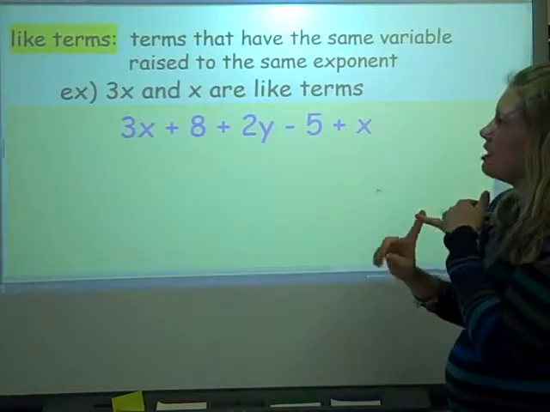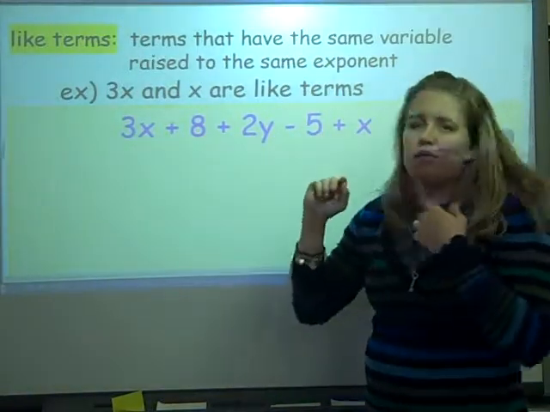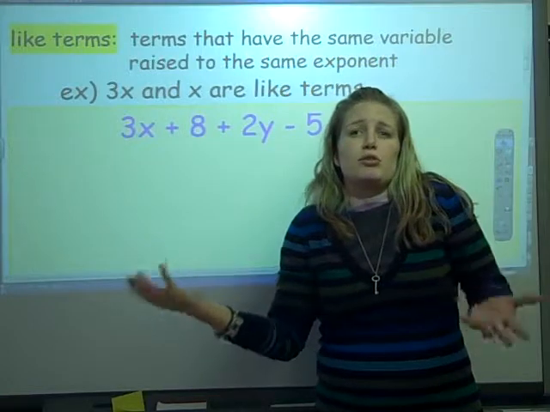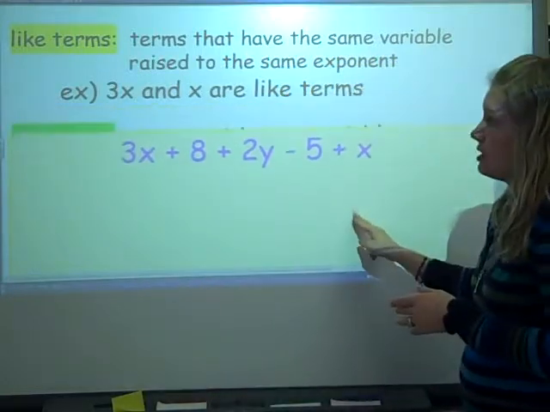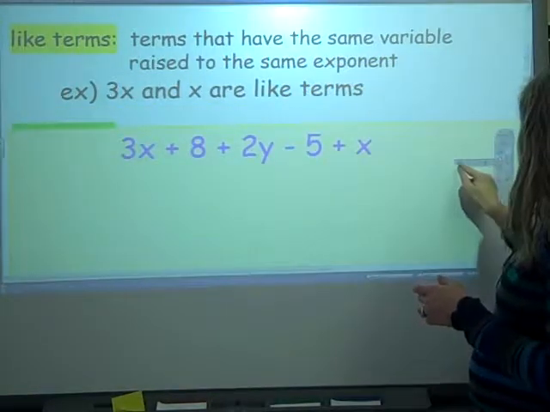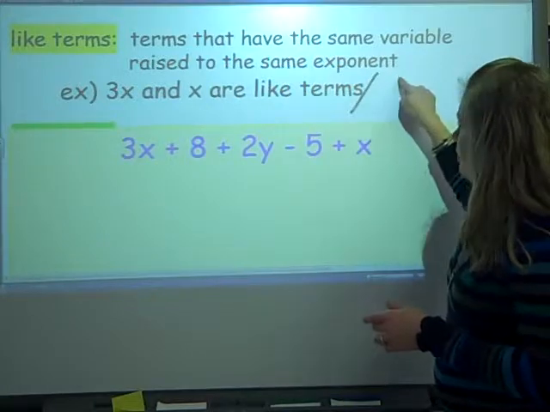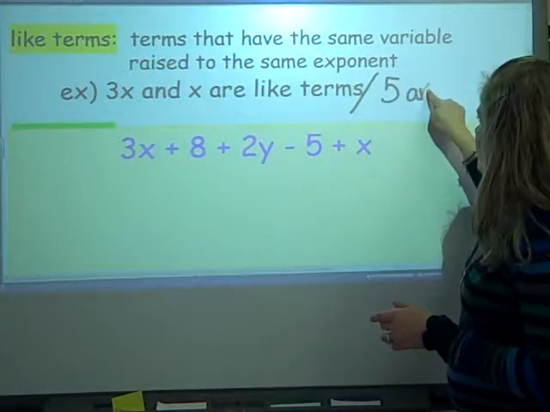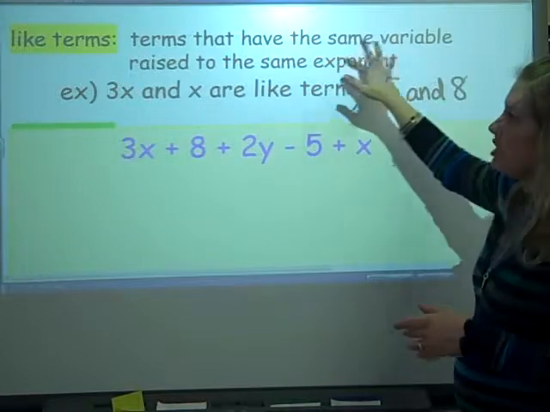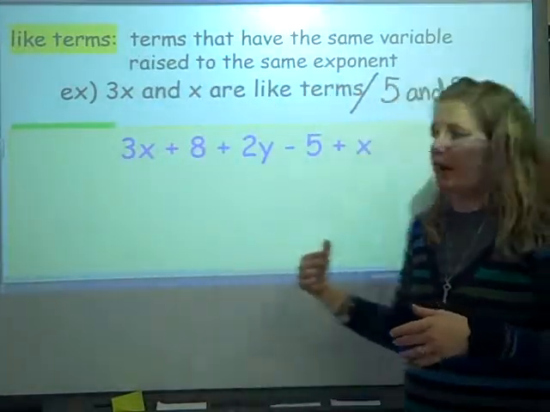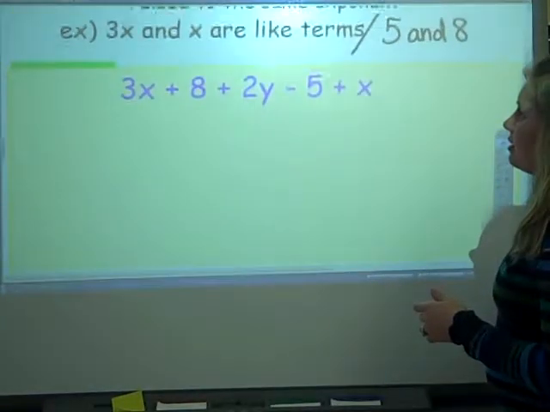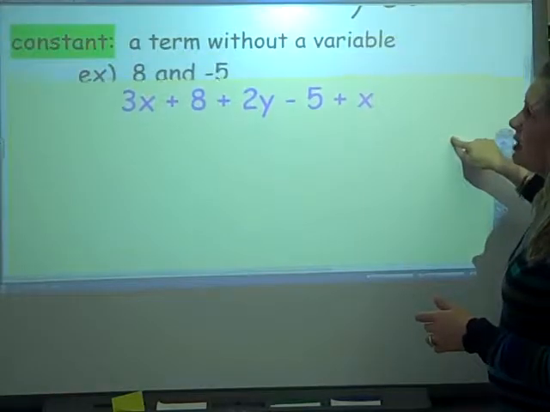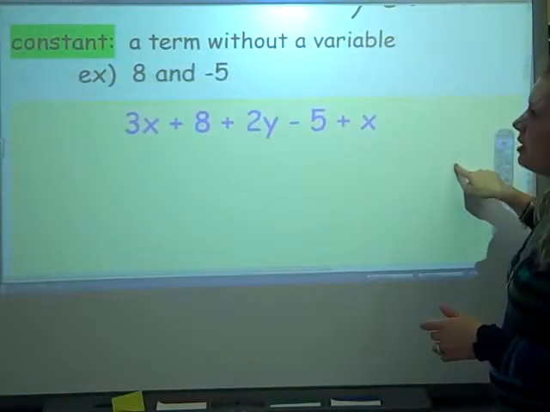I don't see any other ones with variables. However, 8 and negative 5 without variables, those are just numbers. Those are also considered like terms. So please add that in. 5 and 8 are also considered like terms. So just plain numbers are like terms as well. Okay. A constant is a term without a variable.